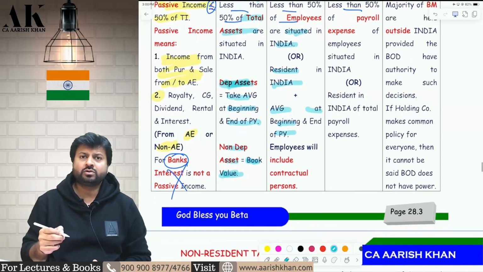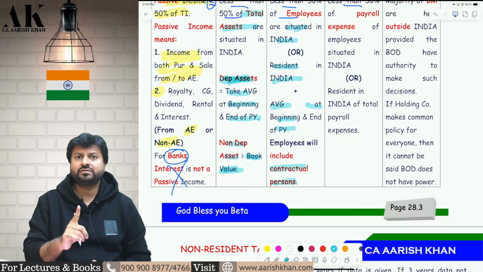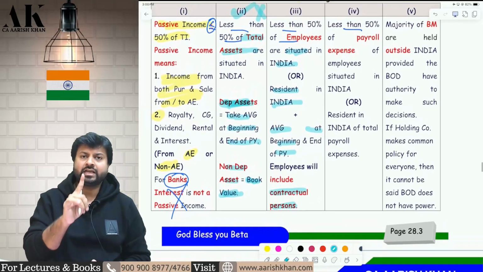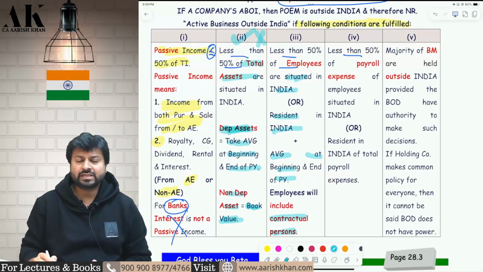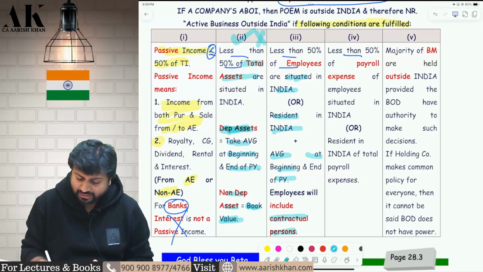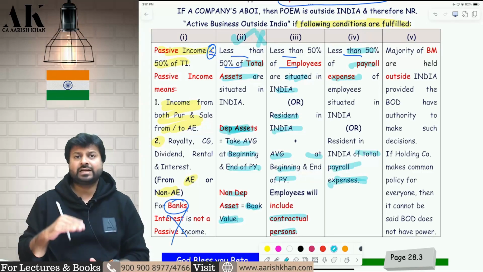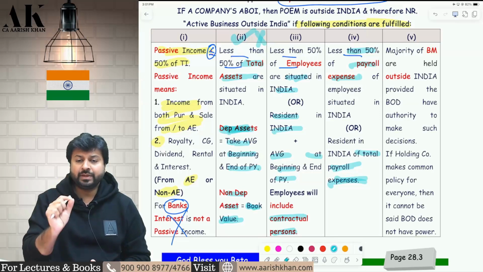Will employees also include contractual employees? Yes. Employees will not only include the employees which are on your payroll, but will also include those employees which are working on a contractual basis, which are not on your permanent payroll, but they are also functioning like an employee. You have to consider that also. Plus, the employees which are in India, then their payroll expense should also be less than 50% of the total expense. Okay, so all those employees which are there in India or which are situated in India or which are resident in India, their payroll expenses should also be less than 50% of the total expense.